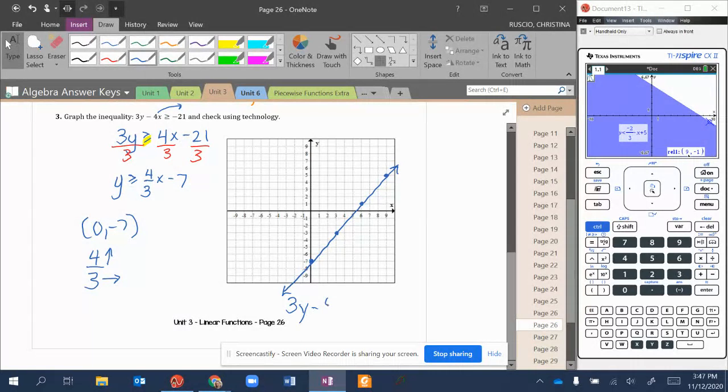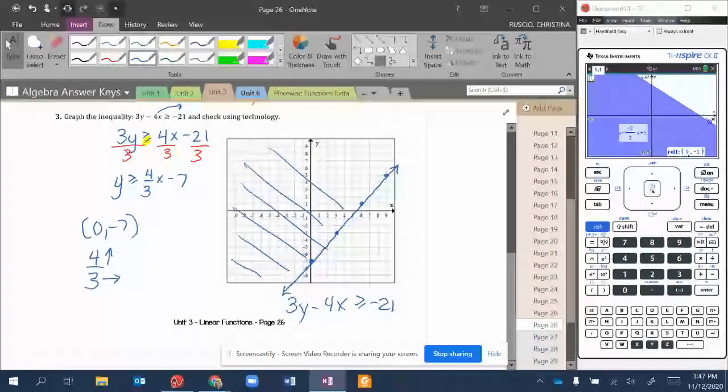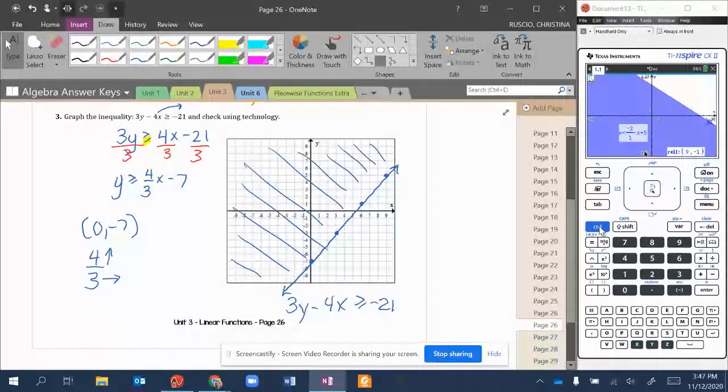So let's label it with the original: 3y minus 4x is greater than or equal to -21. Okay. And then it's a greater than symbol, so we need to shade above. Okay. Let's hope we didn't make mistakes this time.